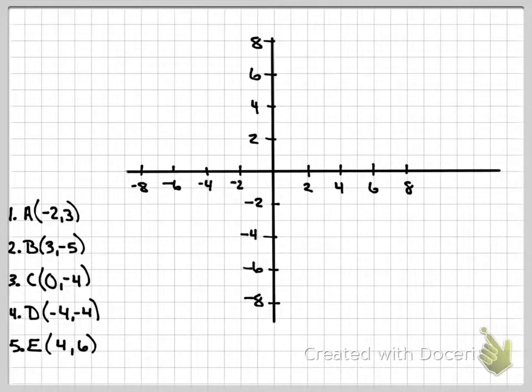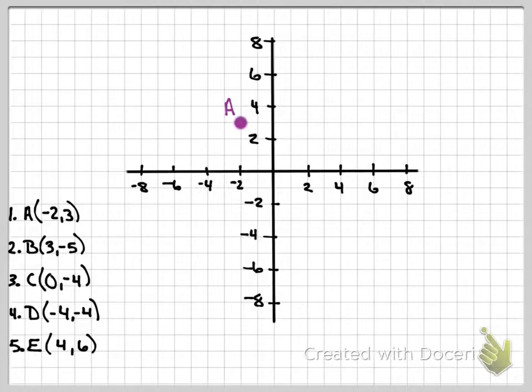Okay, describe its location. So on number 1, it says that point A is at negative 2, 3. Well, if it's negative 2 and I know that my x value comes first, do you think I go left on the x-axis or do I go right? I need to go left because it's negative. Okay, so I go left 2, and then do I go up 3 or down 3? I go up 3 and I plot my point. And make sure that you label that this is point A. Otherwise all you have is a bunch of dots on your graph and I have no idea which one's which.